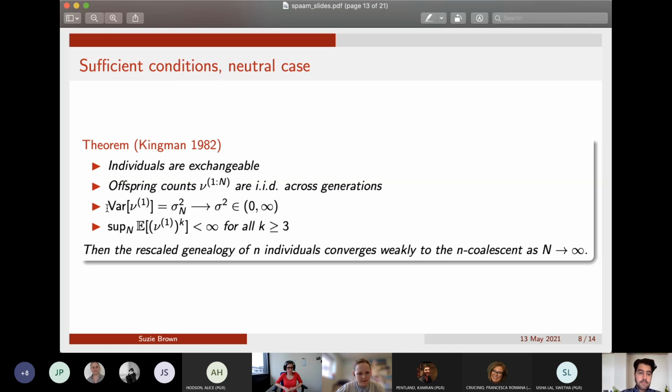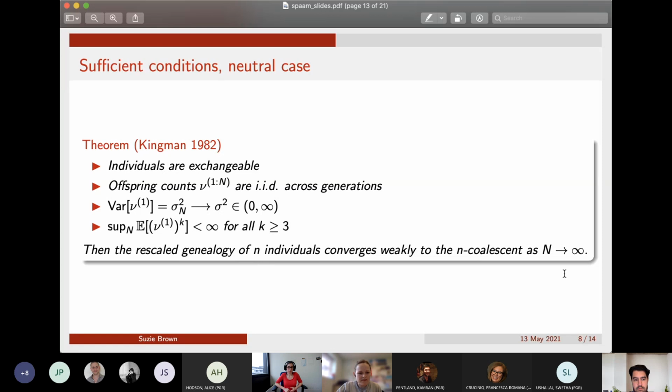And then he has these 2 conditions. The first one is saying that the variance of the offspring counts has to converge to a constant, and it's got to be finite, but it's also not allowed to be equal to 0, which I'll talk about in a minute. And the second condition is that all of the moments of the offspring counts are finite. So that's obviously a pretty hefty condition, and we're going to relax it a bit later. But first, a few comments about this. Under these conditions, we get weak convergence of the genealogies of a finite sample to the n-coalescent when we take the whole population size to infinity.